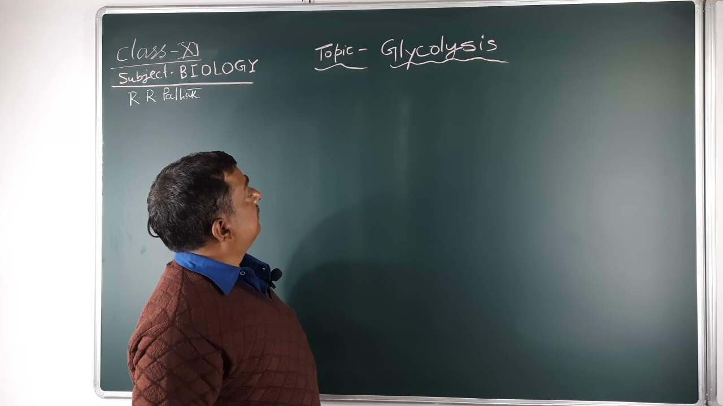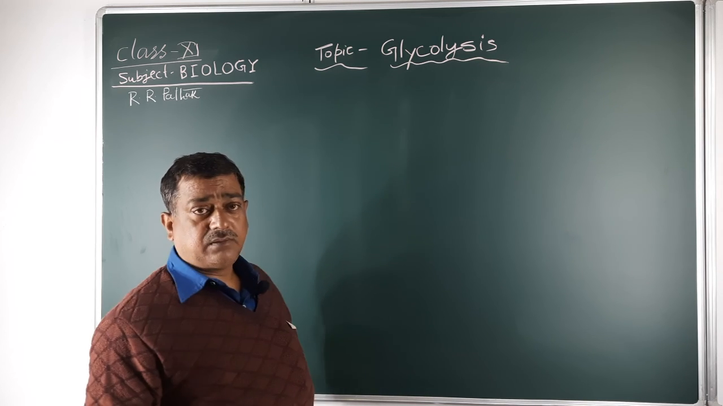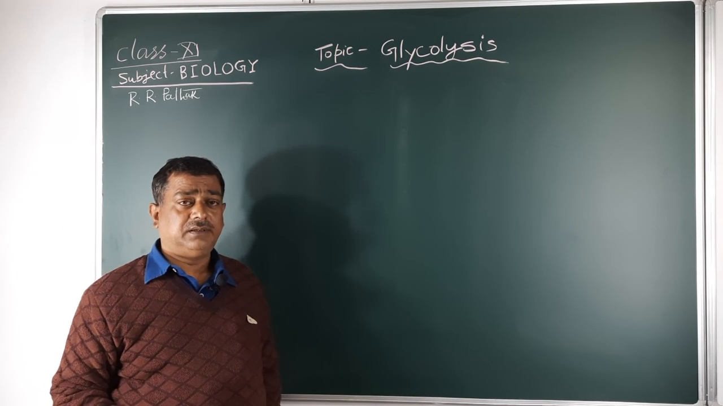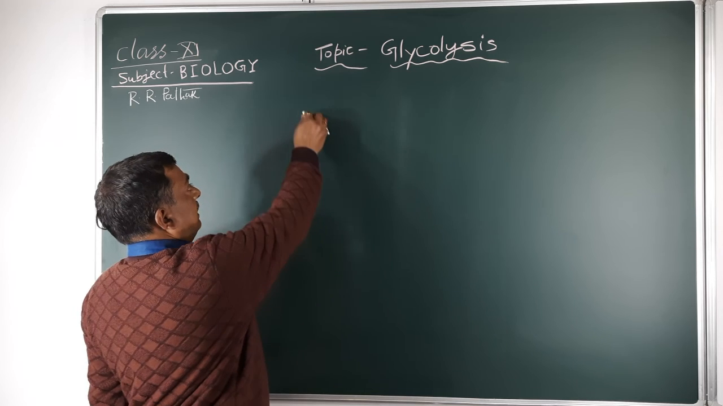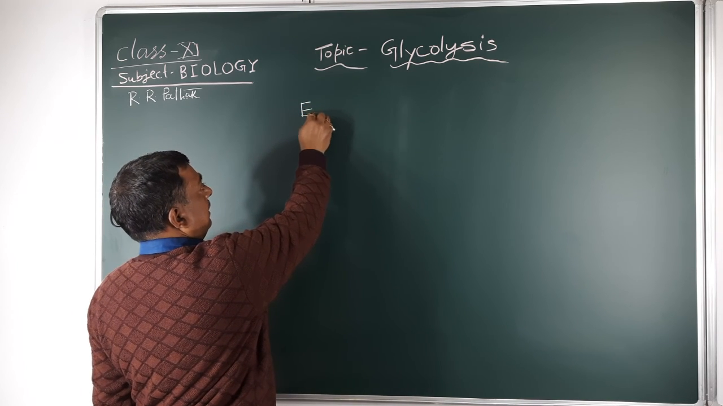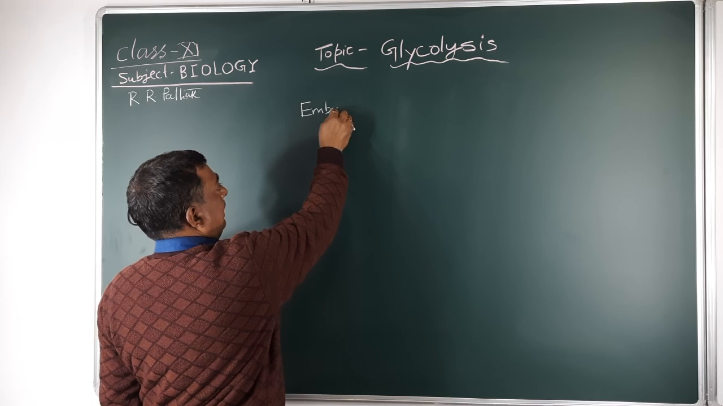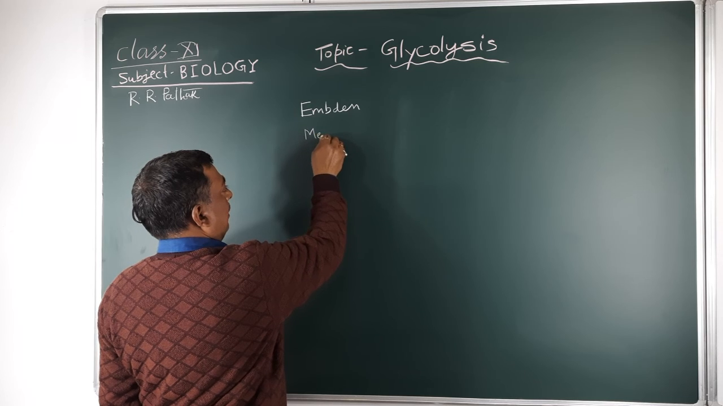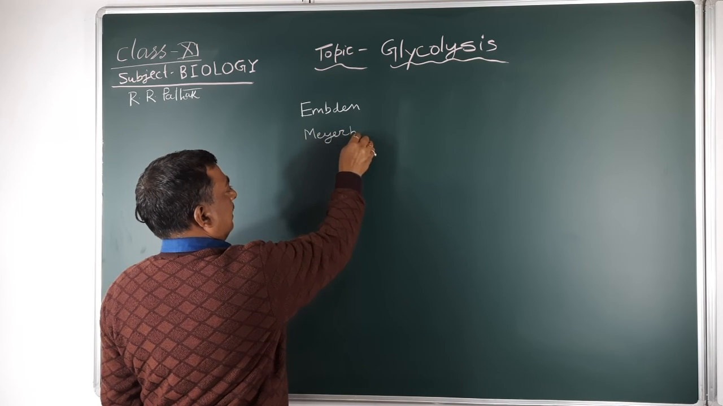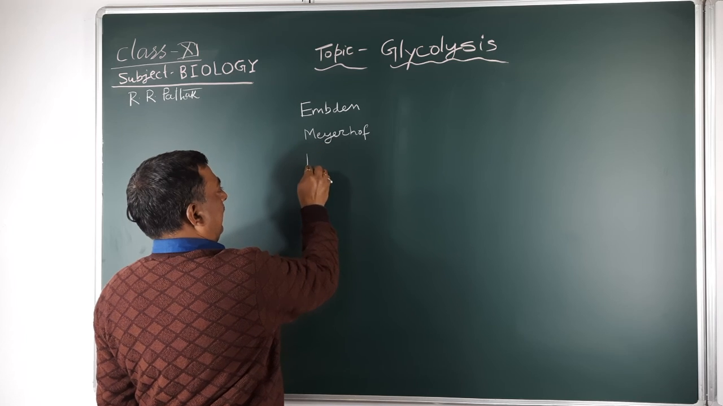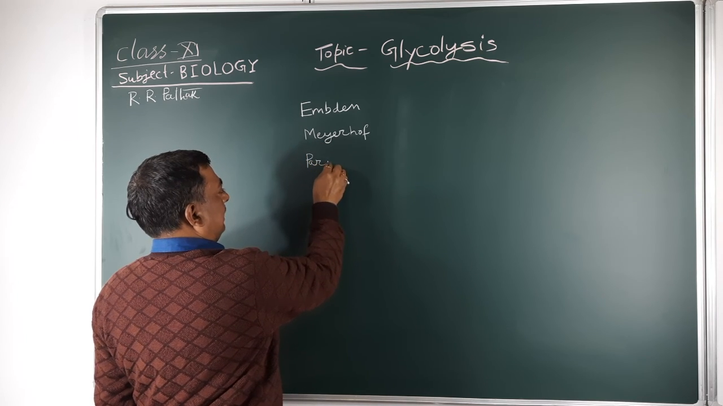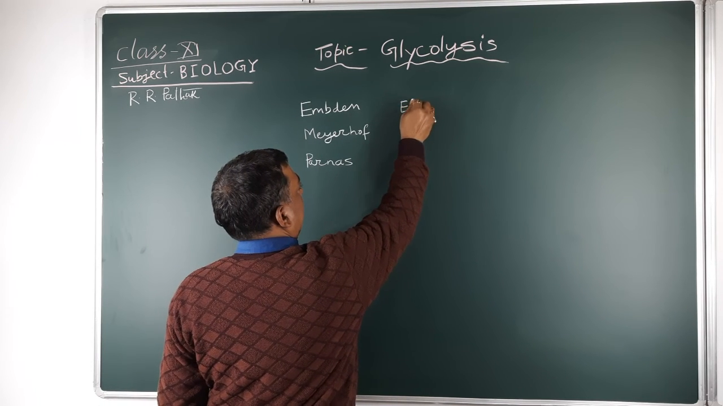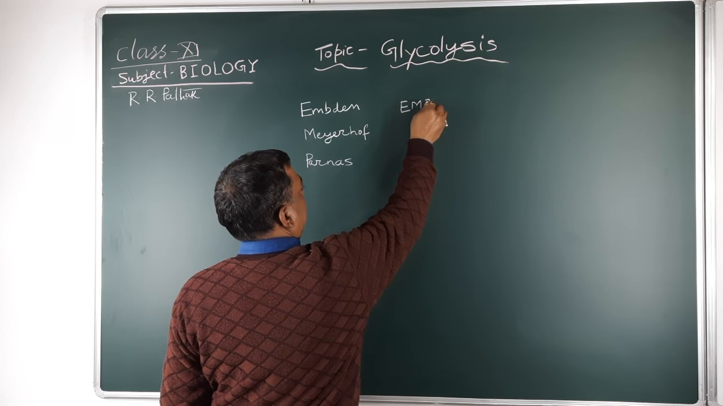I am going to start the topic glycolysis. What is glycolysis? Glycolysis is a part of respiration. It was discovered by three scientists named Emden, Meyerhoff, and Parnas. That is why it is called EMP pathway.